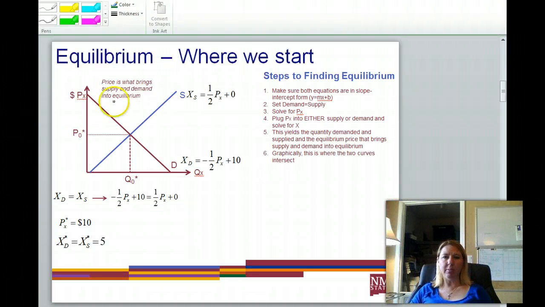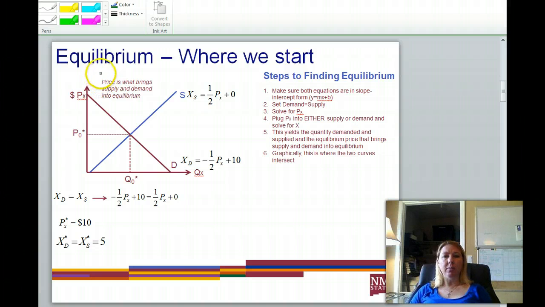Okay, so equilibrium is always where we start. And what we're going to look at today, we're going to focus just on demand and supply and look at how things change in economics from an equilibrium perspective. So using the framework of the equilibrium analysis that we've been talking about, we're going to apply it to a linear demand and supply framework.